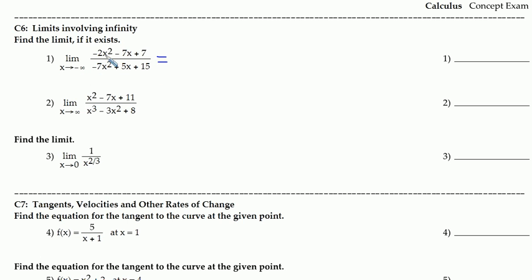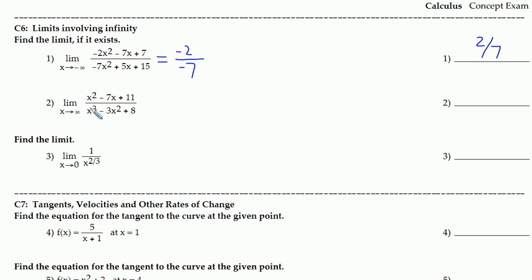If I square a negative number, I get a positive, and if I square a negative number, I get a positive. So that really negates anything that the negative values are doing here. So I'm just looking at leading coefficients of -2 over -7, which simplifies to 2/7.